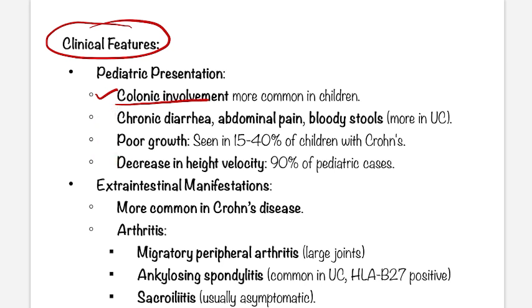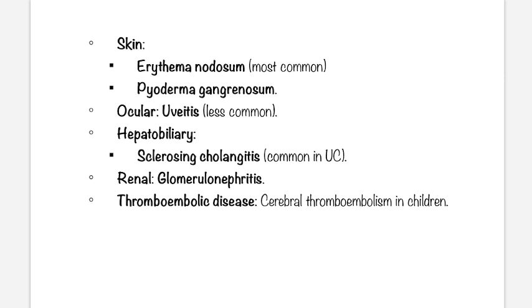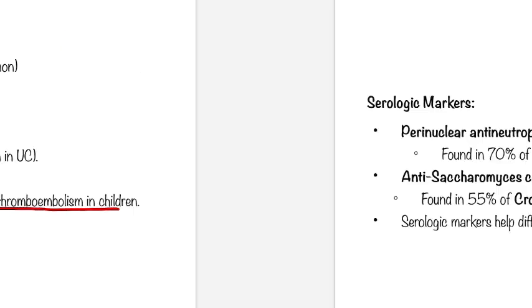Is there any extraintestinal manifestation of these IBDs, meaning outside of the GIT? Yes. Extraintestinal manifestations are more common in Crohn's disease. This is very important. What are these? Arthritis: migratory peripheral arthritis of large joints, ankylosing spondylitis, sacroiliitis. What are the manifestations seen in skin? Erythema nodosum, pyoderma gangrenosum, and hepatobiliary sclerosing cholangitis. Renal glomerulonephritis, and thromboembolic disease like central thromboembolism in children.